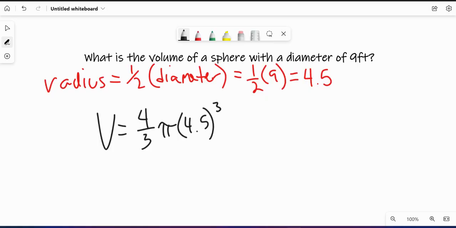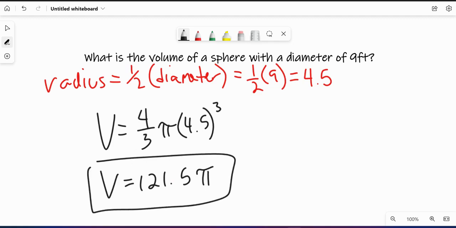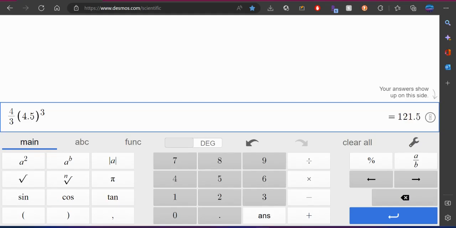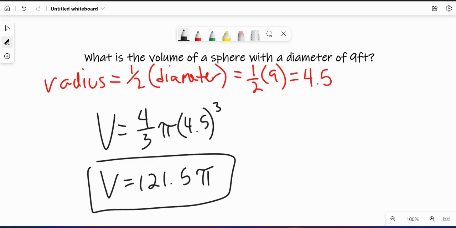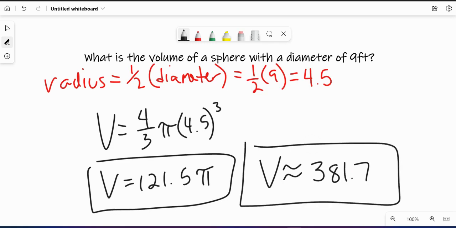Was it 121.5 pi? Okay, that's the exact value in terms of pi. If I wanted an approximation, I would have to throw my pi in there, and 381.7. Okay, I'm rounding it to the nearest tenth. Okay, so just be careful. When it says diameter, just got to take half of it to find the radius.